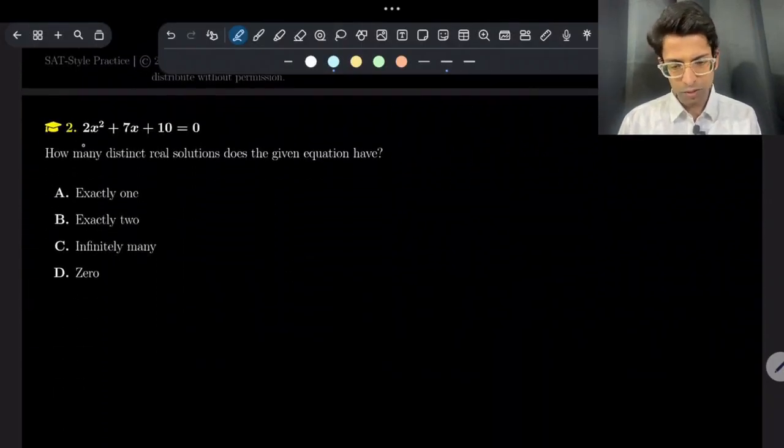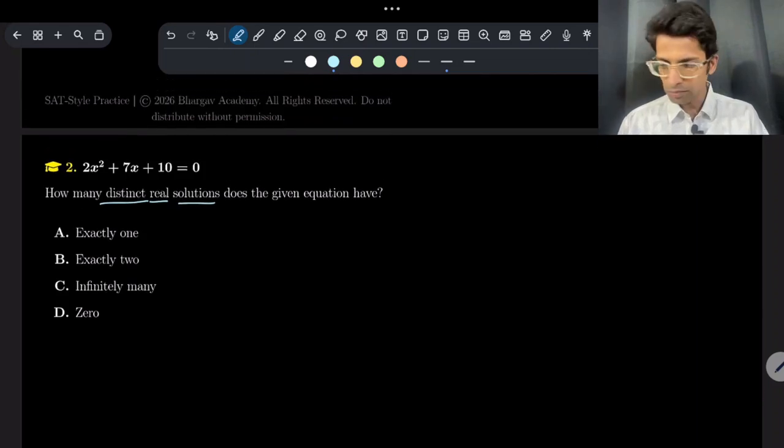So this is the question, 2x square plus 7x plus 10 equal to 0. How many distinct real solutions does the given equation have? So once again, Desmos.